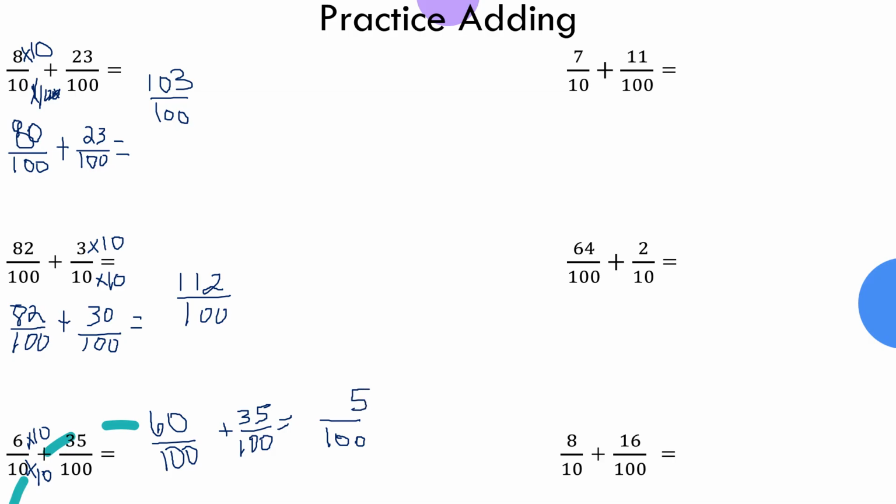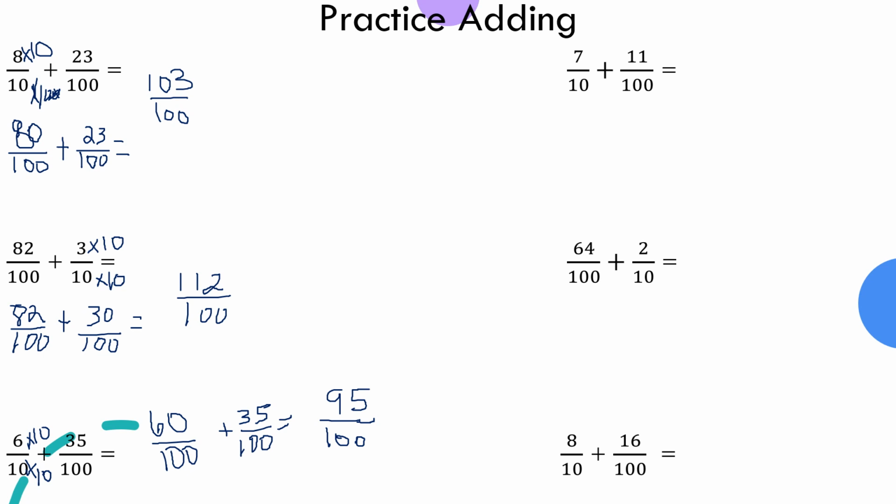6 plus 3. 95 hundredths. This time, you should not have to make a mixed number because your numerator is smaller than the denominator. Remember to press pause, try them, and press play to check your work.